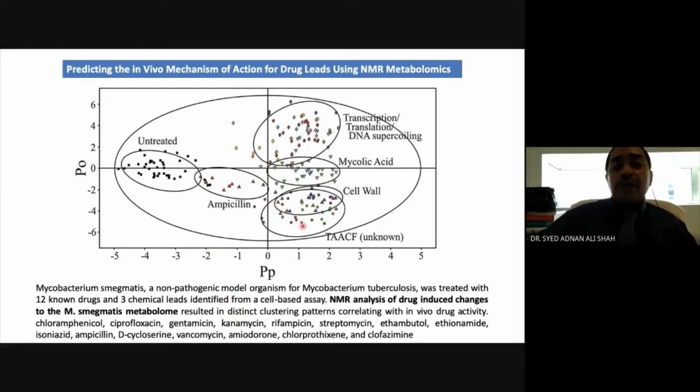So on the basis of the different types of metabolites, one can easily identify what the mechanism of action of a drug will be, for any lead drug, for the isolation of the in vivo mechanism of action of any untargeted compound in which you are interested. It can easily be analyzed through the metabolomic profile.